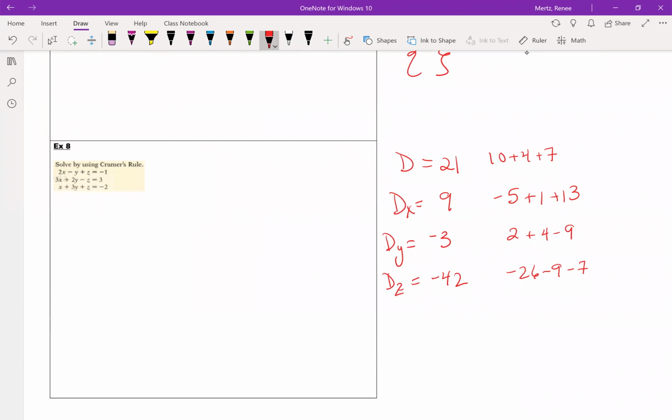The answers to this one are a little crazy. X is 3/7. Y is -1/7. Z is -2. So these are tedious, I totally agree, but do your best, try them, ask for help if you're confused, and I'll be looking through your notebooks as you work. Good luck.